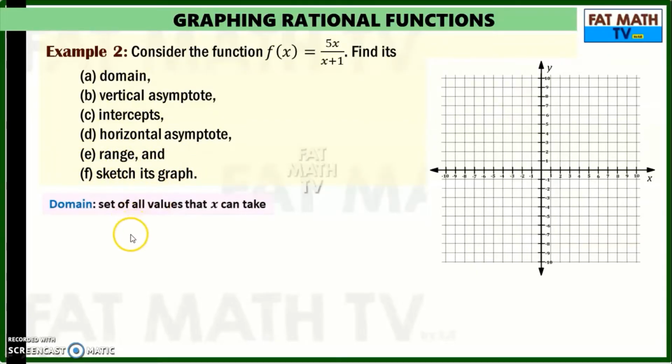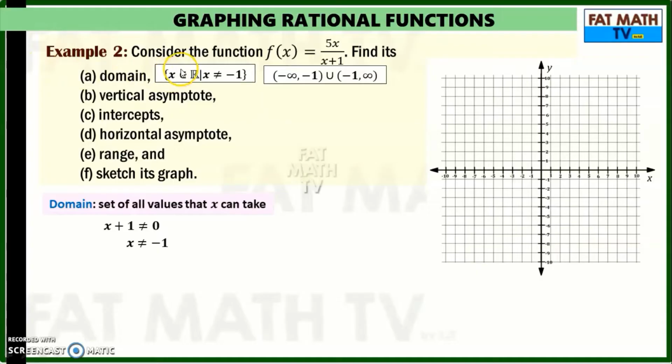So the domain is the set of all values that x can take. So x can take any value except for the value that will make this denominator 0. So x plus 1 should not be 0, so x should not be negative 1. So the domain is the set of all real numbers except negative 1. So this is how you write it. And then the interval notation for that is this one.